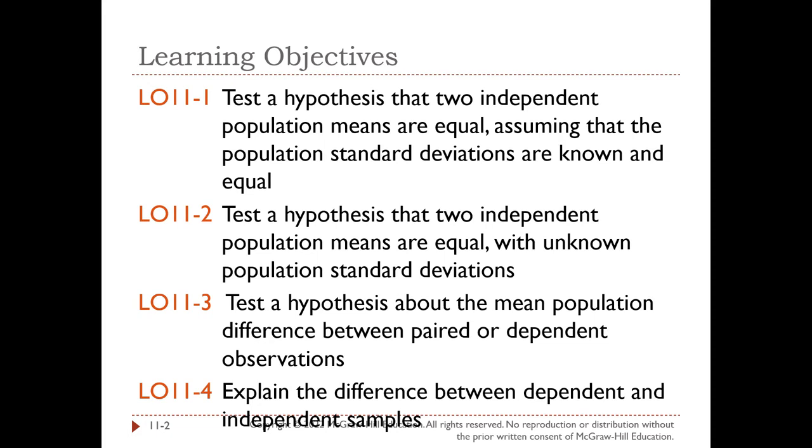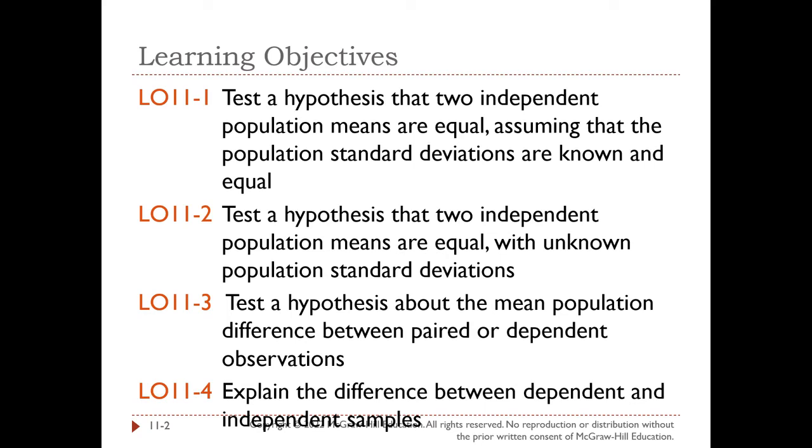So, of course, first step that we run into is a poorly done slide by them, but our learning objectives. Learning objective number 1, we're going to be looking at testing a hypothesis that two independent population means are equal, assuming that the population standard deviations are known and equal. Then, learning objective number 2 is going to test the hypothesis that two independent population means are equal with unknown population standard deviations, because of course we always do known and unknown.